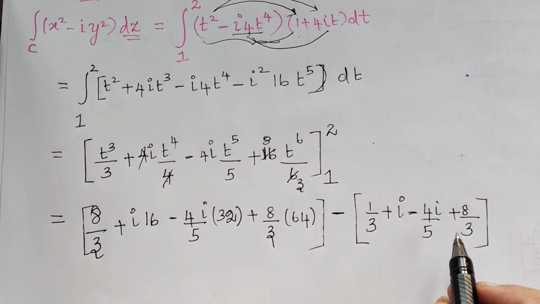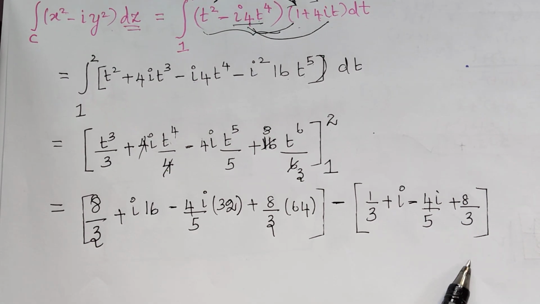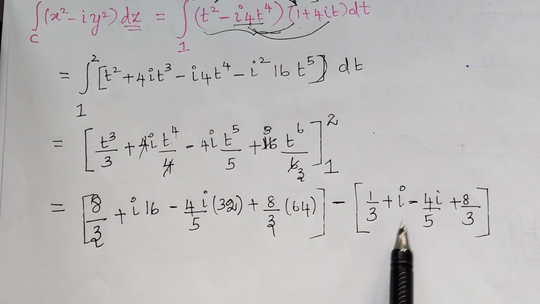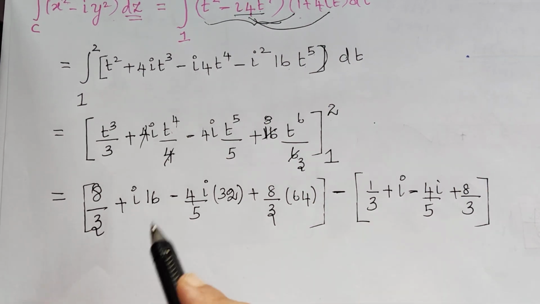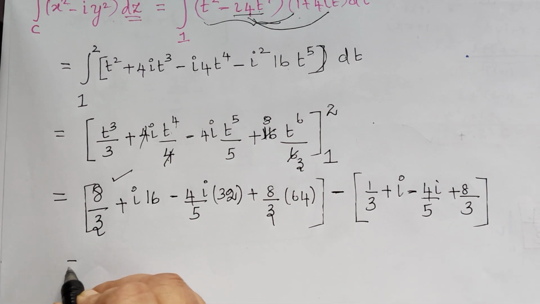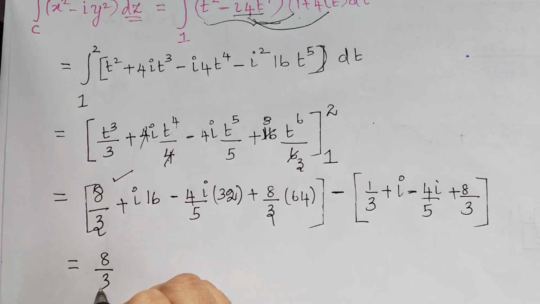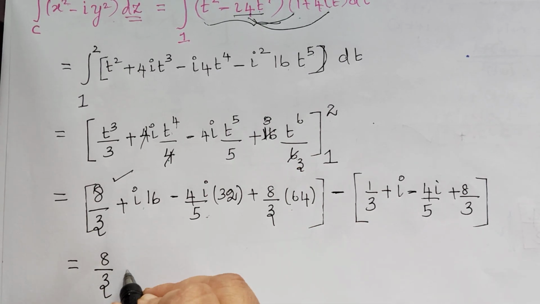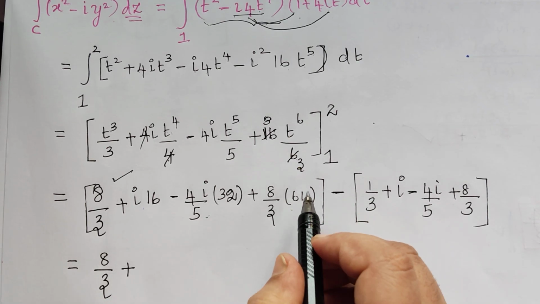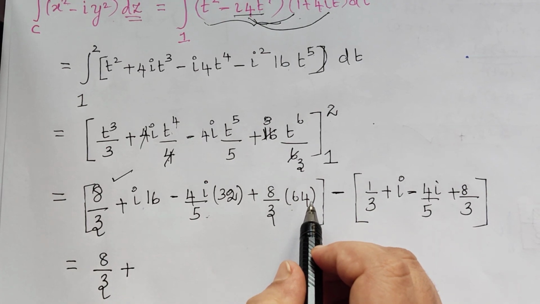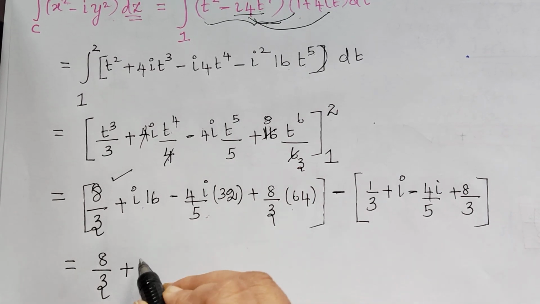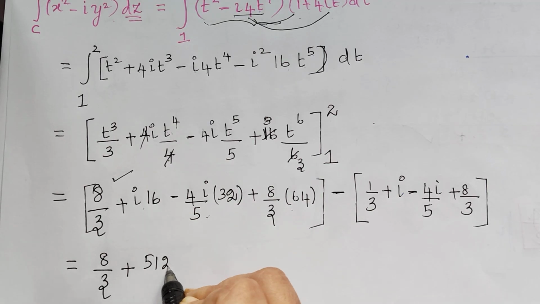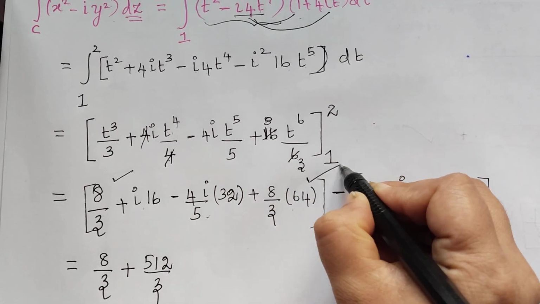Now from all this, we will gather all the real parts one side and all the imaginary parts the other side. So if you see, 8 by 3 is a real part. So 8 by 3. This is imaginary, this is imaginary, and this is a real part. What is 8 multiplied with 64? It is 512. So plus 512 divided by 3. So this is also done.